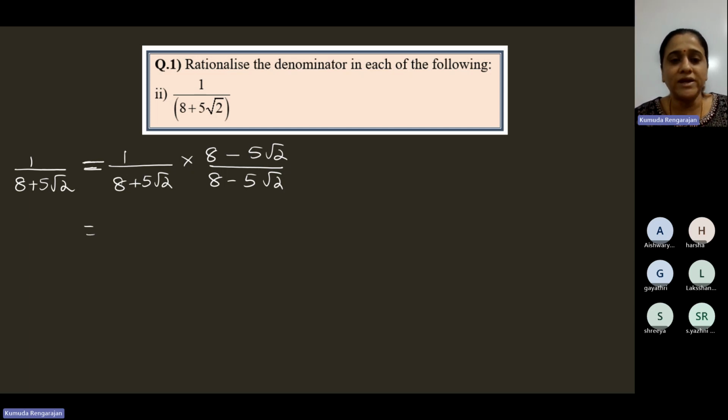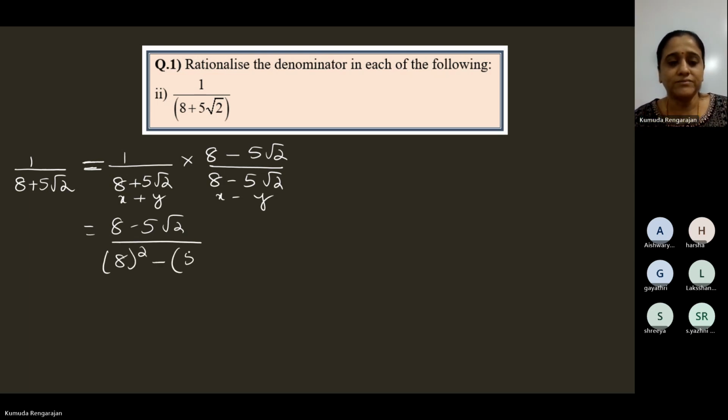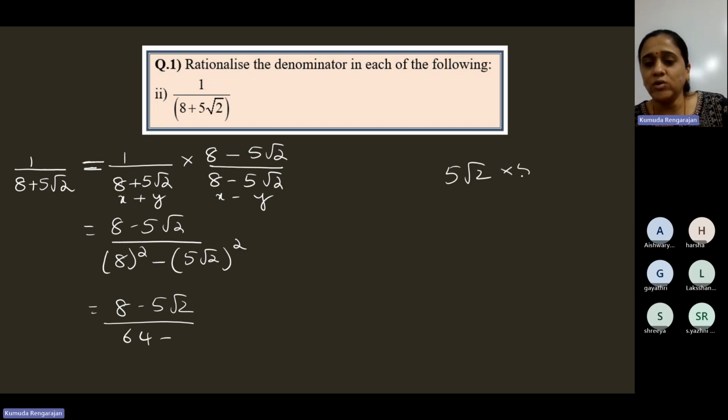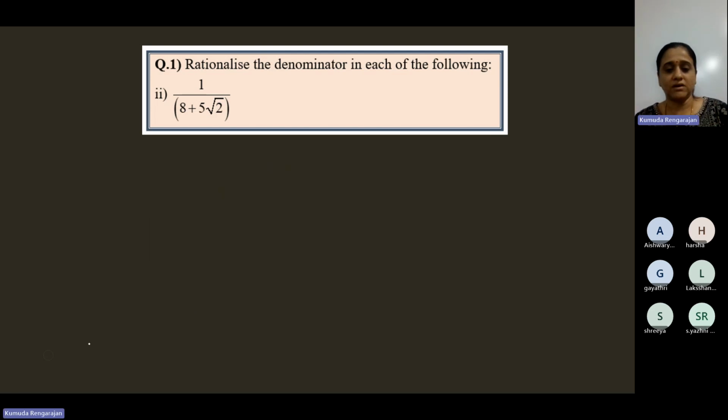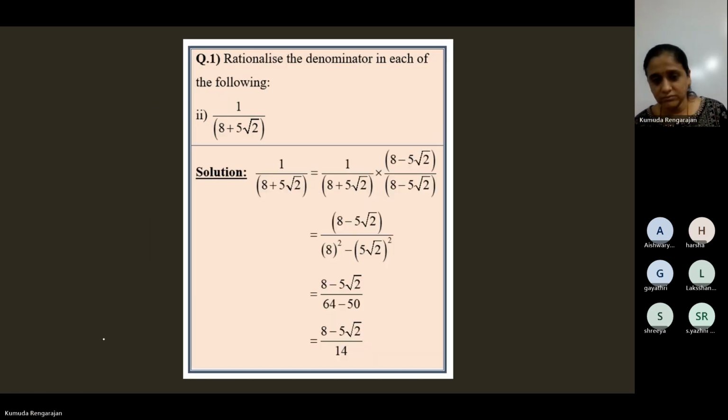Now multiply the numerators. 1 into anything is the same thing, so 8 minus 5 root 2. Denominators, x plus y, x minus y, so x square minus y square. So 8 minus 5 root 2 by 64 minus, what is 5 root 2 the whole square? 5 root 2 into 5 root 2. So 5 into 5, 25. Root 2 and root 2, 2. So 50, which is 8 minus 5 root 2 divided by 14. All right? Write down, children.